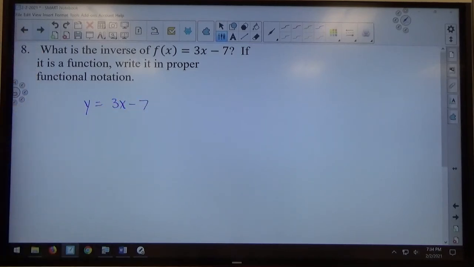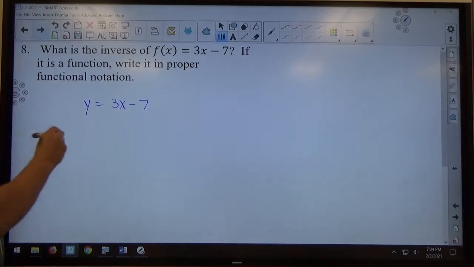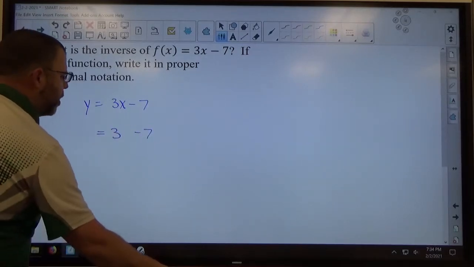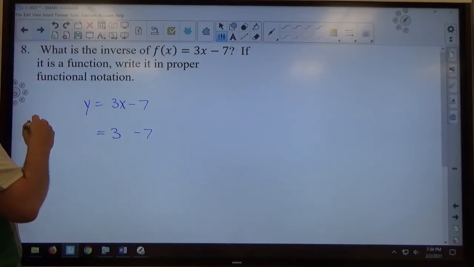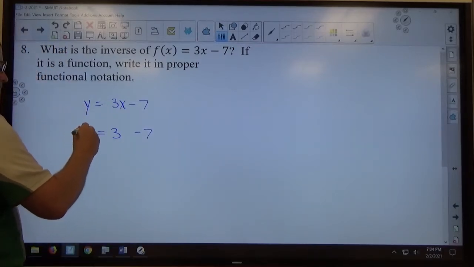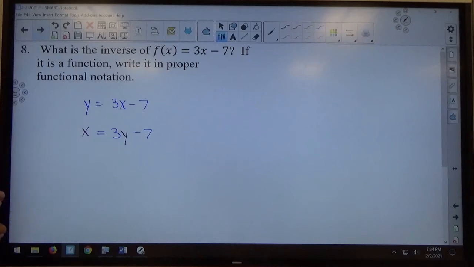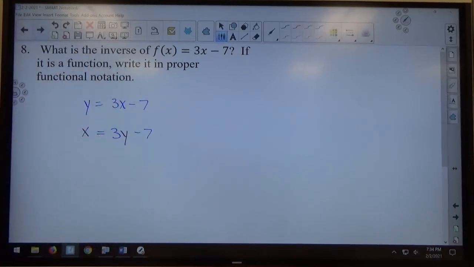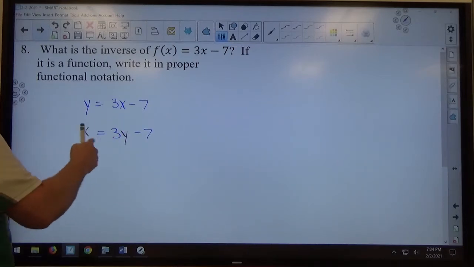So y equals 3x minus 7. We make the inverse by keeping everything exactly the same in the function, but then replacing y with x, x with y. So y becomes x, x becomes y. That's how we make the inverse function. Once we make the inverse function, our next task is to solve for y in our new inverse function. So I want this to say y equals.